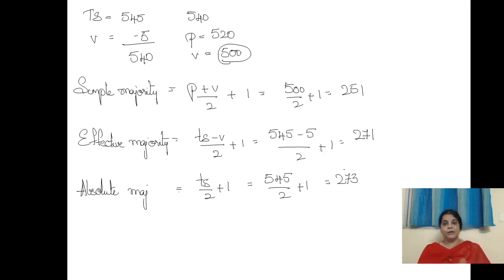And for every purpose, how do I know which majority I am going to use? Depending on the purpose. If I want to remove the Speaker of Lok Sabha, I'll use effective majority. If I want to make an ordinary law, I will use simple majority. So this is how you understand different types of majorities. Now this is one aspect. Let me explain types of special majorities now.